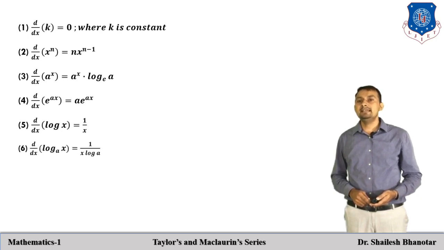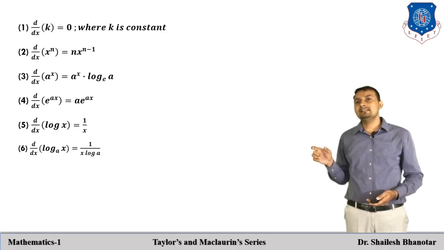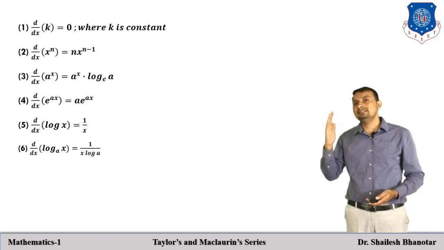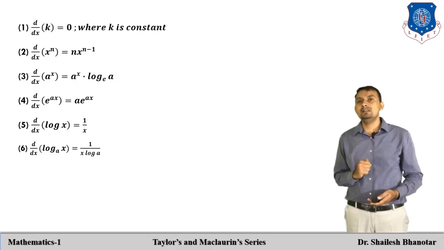Next, d by dx of log x to the base a can be written as log x divided by log a. So, d by dx of log x divided by log a: log a is nothing but a constant quantity, so we can take it outside this derivative. So, 1 divided by log a into d by dx of log x, but we know that d by dx of log x is 1 by x. So, our answer will be 1 divided by log a into x, that is our standard form.